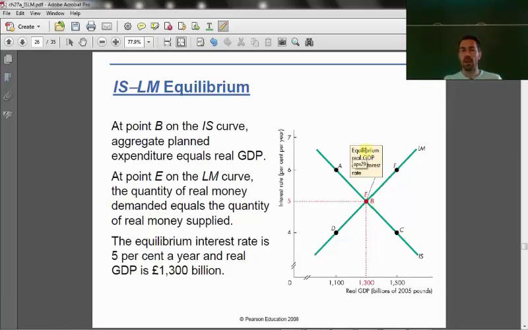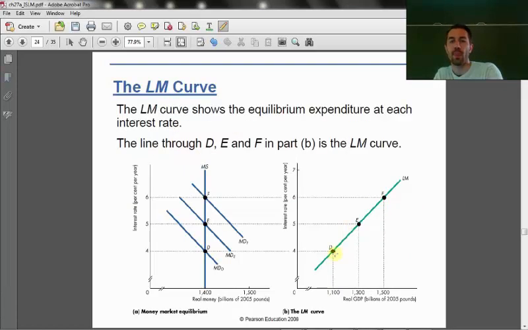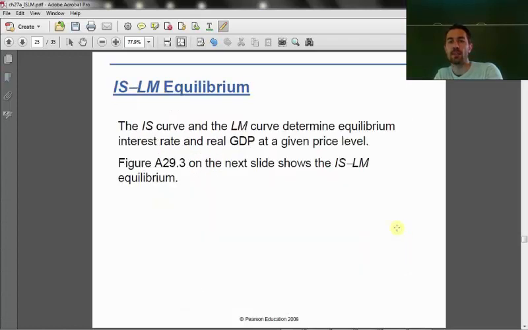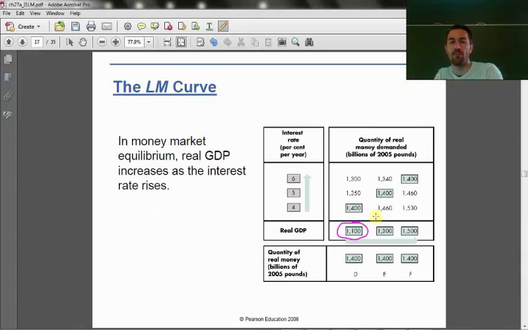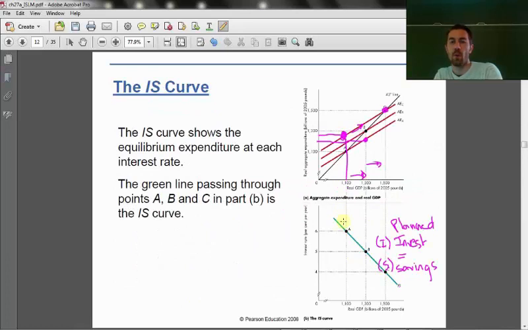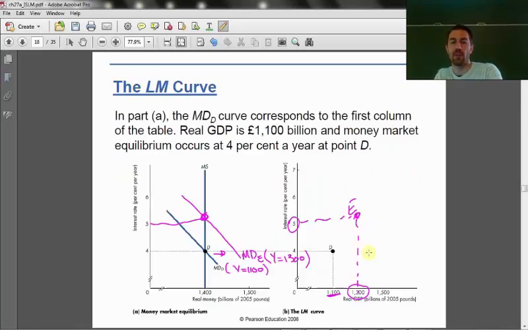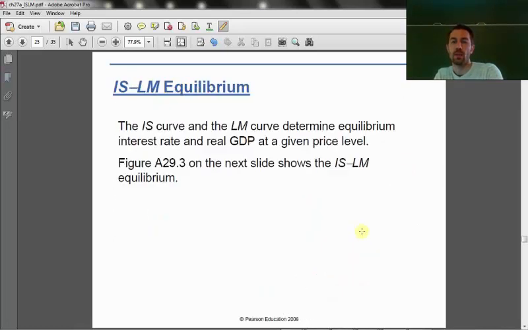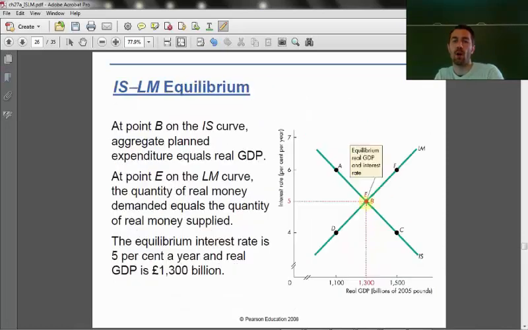In other words, in this ISLM diagram that they've drawn here, points D, E, and F are from the LM curve. Points A, B, and C are from the IS curve. And point B on the IS curve and point E on the LM curve are the same point. That's where it intersects. Are you with me?